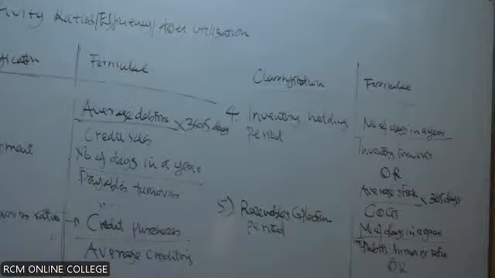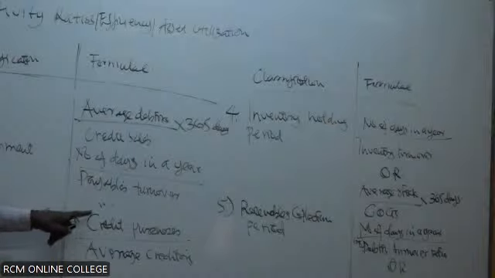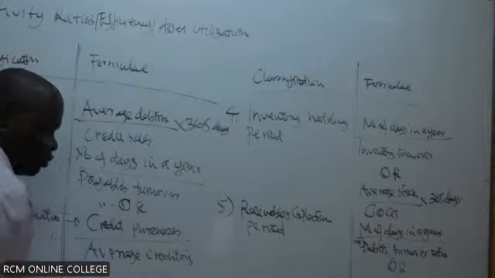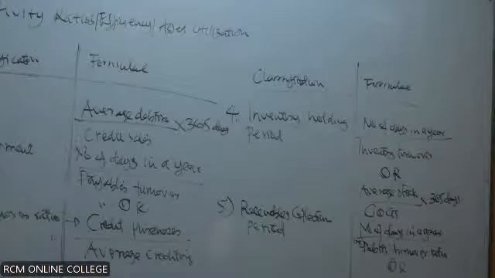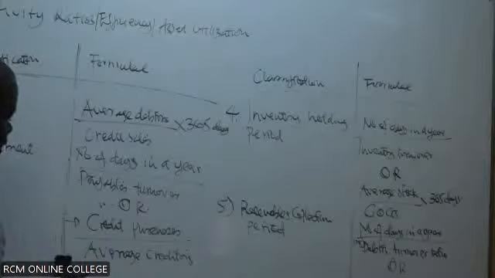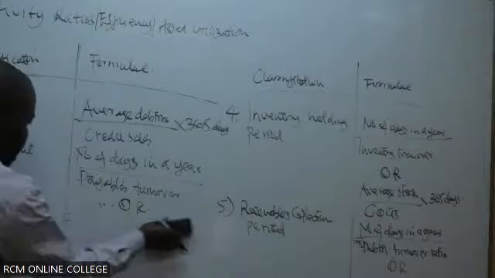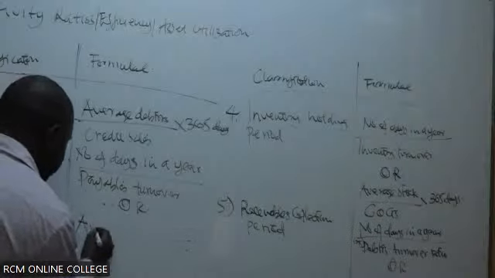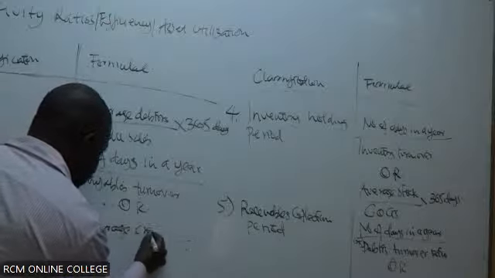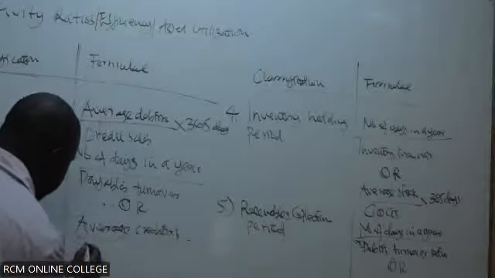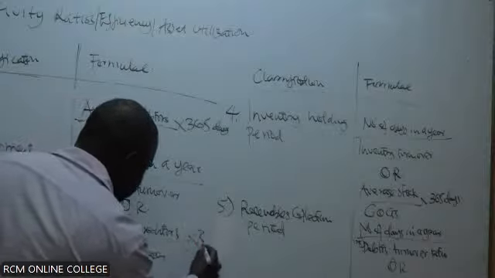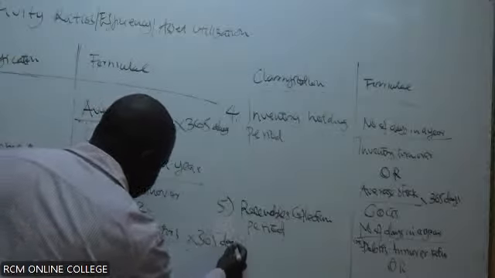Or what do you do? You reverse. Average creditors over credit purchases multiplied by 365. So we can have an "or" in this case. You know the drill now, we reverse these ones. So or, in this case, average creditors, you divide by credit purchases, multiply by 365 days. So the answer will also be in days.